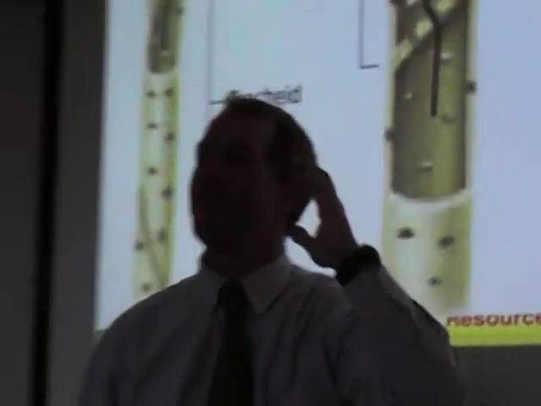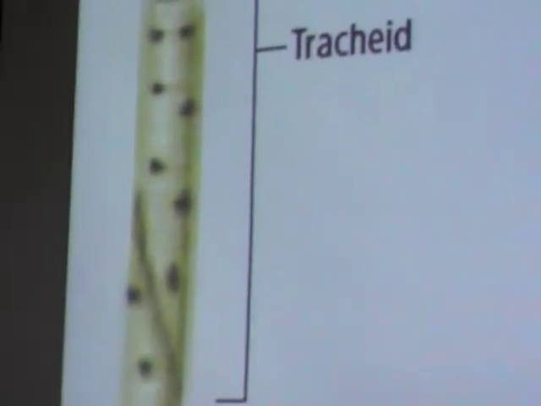But tracheids and vessel members make up what we call the xylem. Xylem are cells that transport water. So vascular tissue comes in two types. Xylem transports water. Do you know what the other type is called? Not xylem. Phloem. Phloem transports food, sugars.